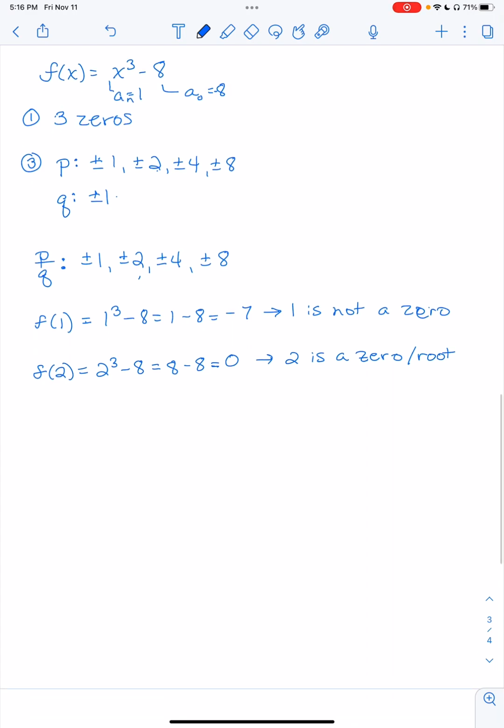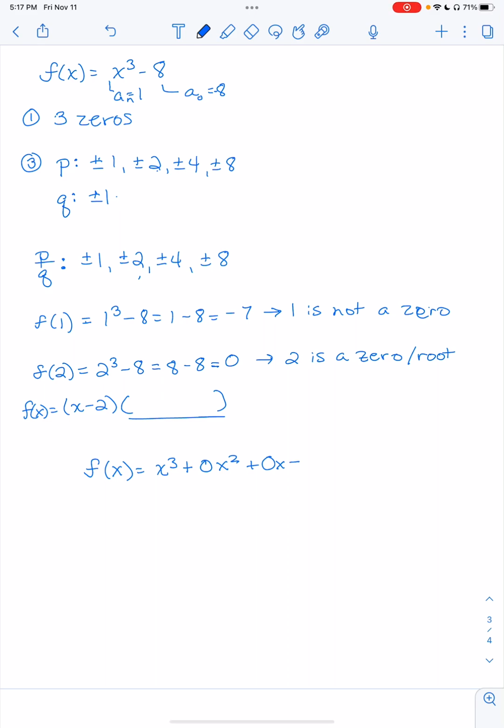So now I know 2 is a root, but I want to find the coefficients for the other factor if I were to factor out the x minus 2. This means I know that one of my factors is going to be x minus 2, and then it's times something else, and I want to find out what that other thing is. So the next thing I'm going to do is long division. So remember, I have f of x equals x cubed, and I'm going to add on plus 0x squared plus 0x minus 8.